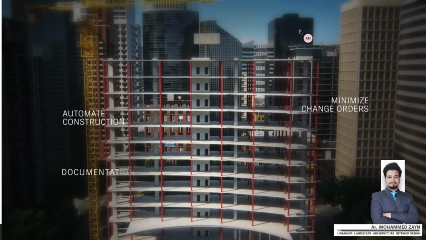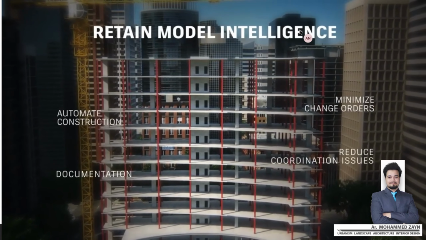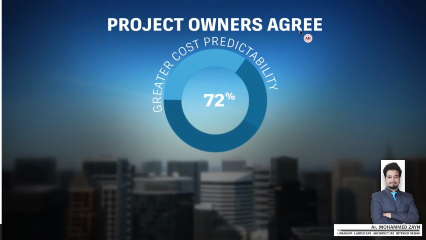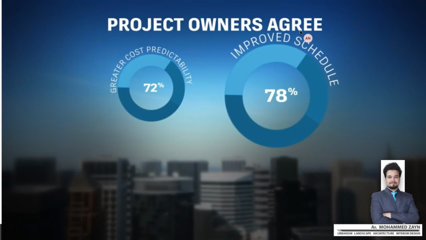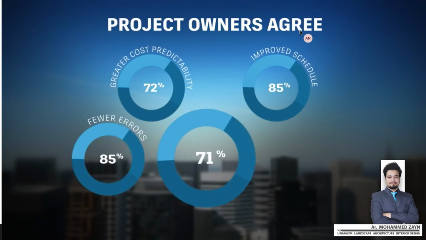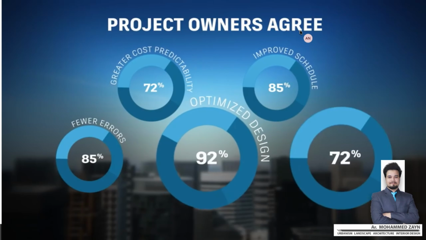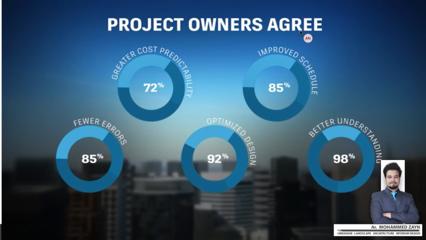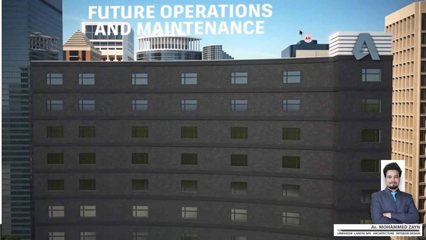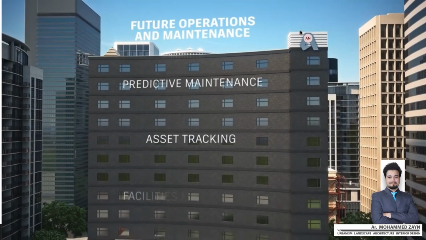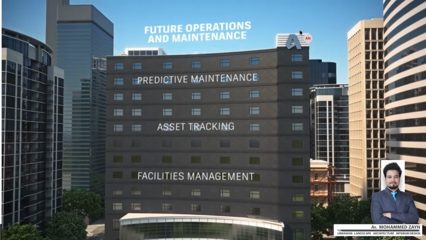As you can see here, BIM provides insight into design constructability, improving the efficiency and effectiveness of the construction phase, and also providing a better understanding of the building's future operations and maintenance. Owners can use BIM for predictive maintenance, asset tracking, and facilities. When you work with BIM, you will experience reduced project risk, improved timelines and cost savings, and better project outcomes.